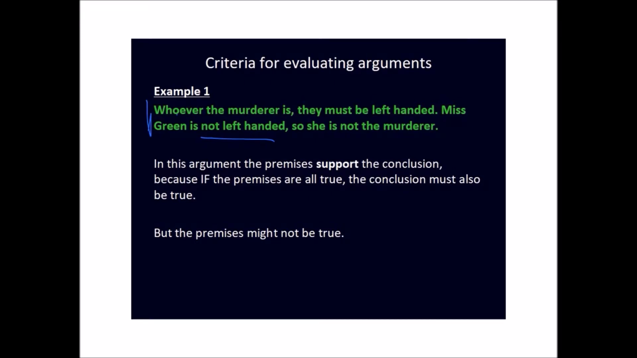Now in that argument the premises do support the conclusion, because if the premises were true, that would be a sufficient reason for excluding Green as the murderer. She can't be the murderer if she's not left-handed and you know that the murderer is left-handed. So if those two premises were true, then you'd have a sufficient reason to accept the conclusion.